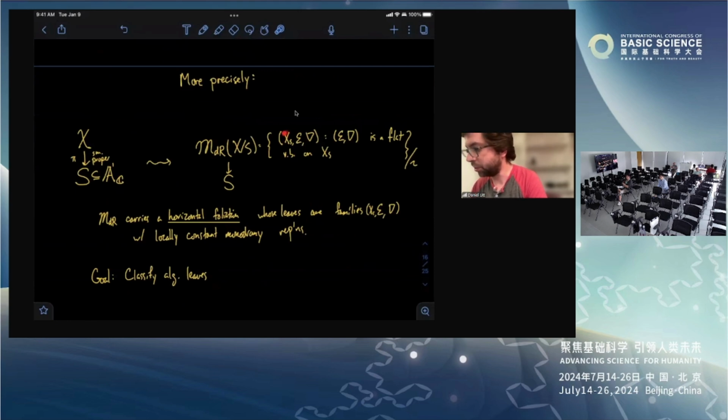So a point of S, which you can think of as a fiber of this map XS, and then a flat bundle E nabla on the fiber. Well, properly speaking this is a stack, so maybe ignore this modulo isomorphism. And this carries a horizontal foliation, so more properly, it's a crystalline stack. So for S, let me just describe analytically the leaves of this foliation. They're families of flat bundles on the fibers whose monodromy representations have locally constant isomorphism class.